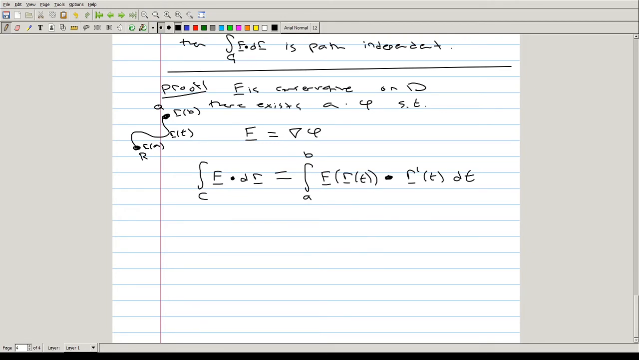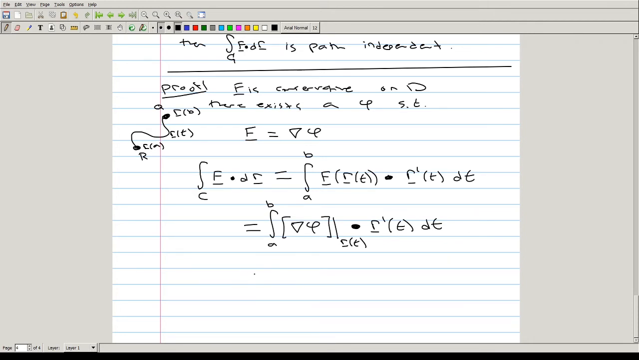And we haven't used the conservative assumption yet. If f is conservative, that means that this is going to be the integral from a to b of f of R of t, which is going to be the gradient of this scalar potential function evaluated right at the point R of t, because that's the vector field, and its dot product with R prime of t dt.